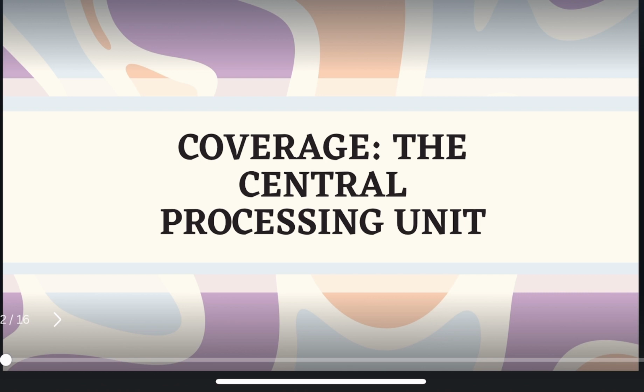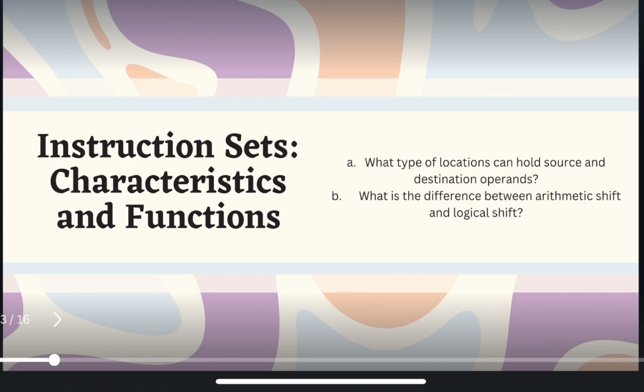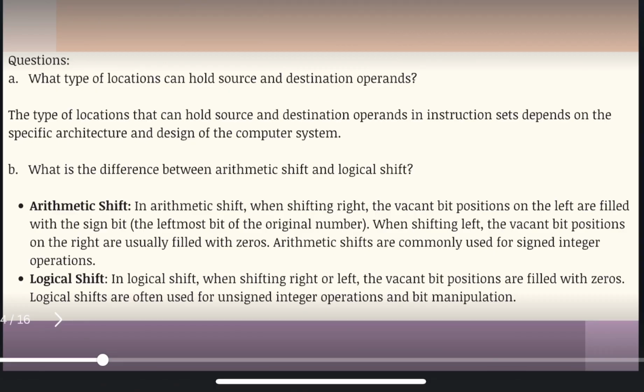So the first question, we have what type of locations can hold source and destination operands? Then, what is the difference between arithmetic shift and logical shift?